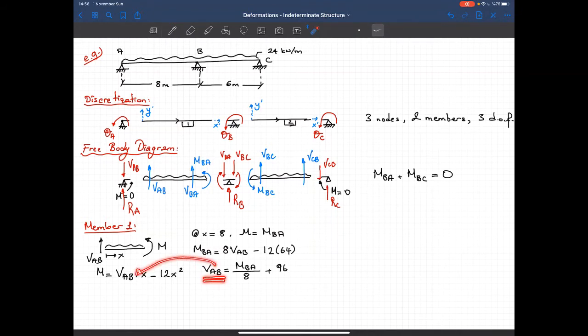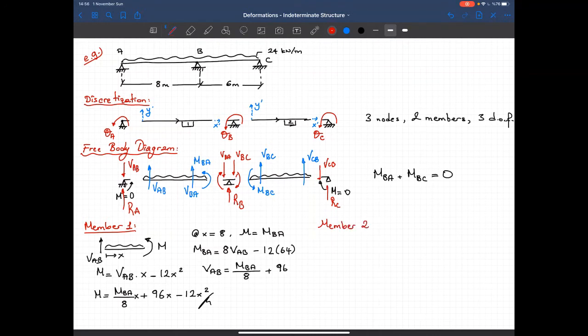Now put it into that equation. I have my moment equation as follows. M is equal to MBA divided by 8 plus 96. I should have x here, sorry. 96x minus 12x squared. And this is the moment equation for the first member. Now let's do the same thing for the second one.